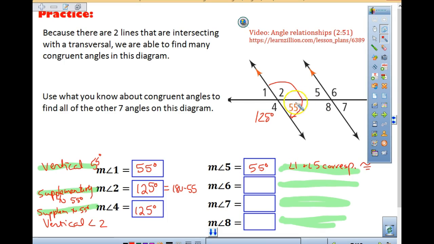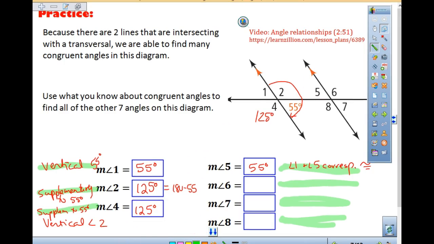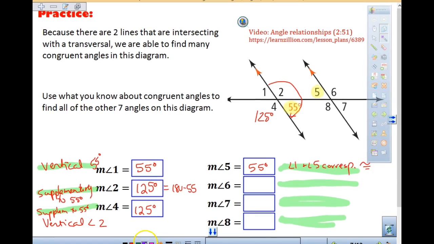What did you know about this 55-degree angle and angle 5? What would these two be called? If I was looking in between, and this is my key word, here is the interior. So the 55 and angle 5 are alternate interior also. I don't care which one you use, right? Alternate interior will always be congruent, so will corresponding.